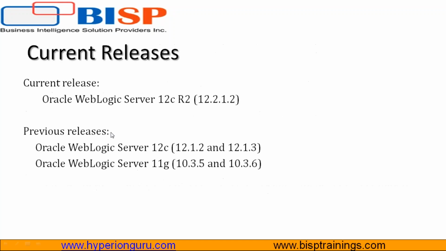Right, so the current release is the version we'll be dealing with. For installation and all our operations, we will use this particular version. But just in case you have queries or want to see something on the other versions, we can just have a look. But we'll be focusing on the current release of WebLogic 12c, 12.2.1.2. There are previous releases, which are 12.1.2 and 12.1.3, and in 11g, 10.3.5 and 10.3.6. This is just for your reference so that you know how WebLogic has progressed so far.